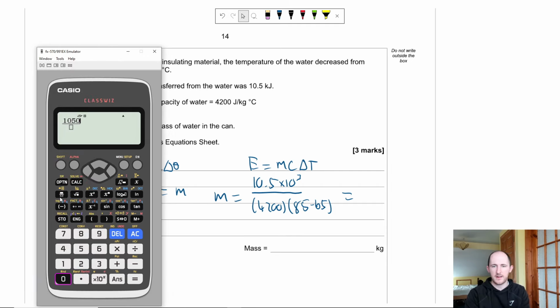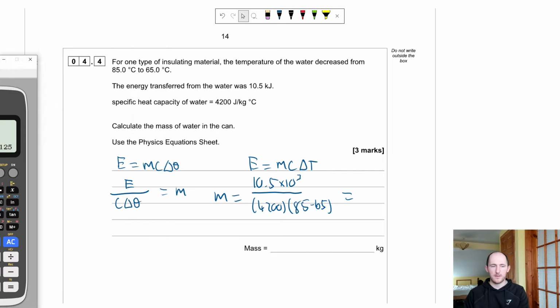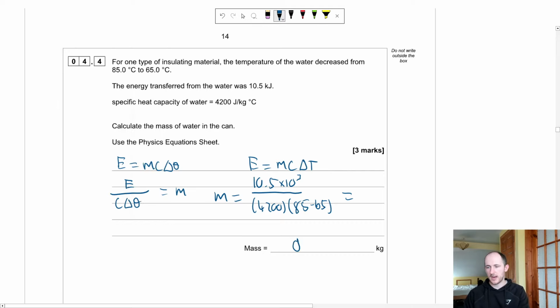So 10,500, the same as 10.5 times 10 to the 3, over 4,200 multiplied by 20 gives me an eighth. So we have 0.125 kilograms of water, which does make sense. We're not going to have that much water in the can. 0.125 is pretty reasonable, 125 grams of it.